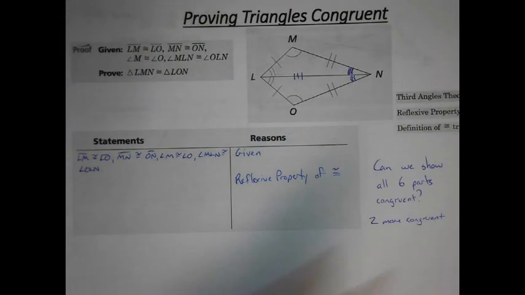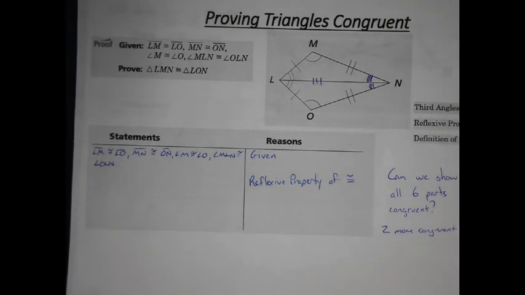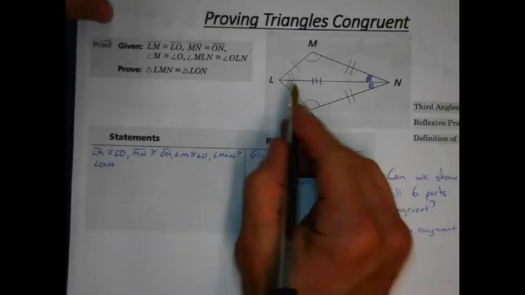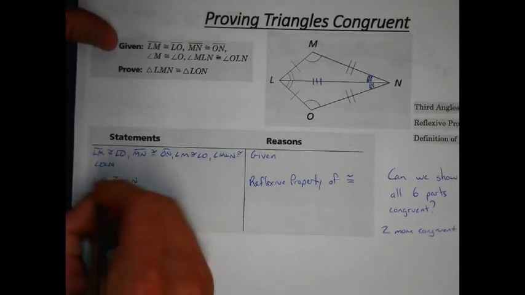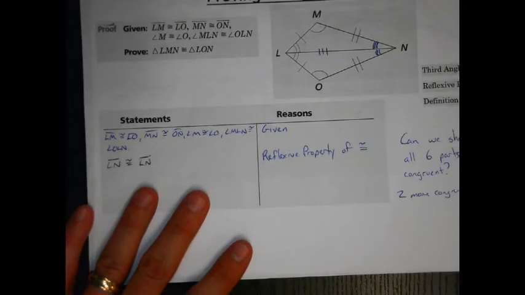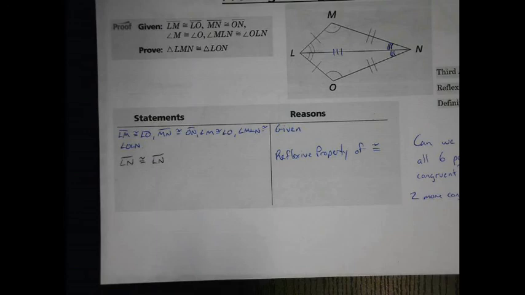And that is so important to note. If I'm going to make that my next statement, I have to say that LN is now congruent to LN. Okay, segment LN is congruent to segment LN. And I have now established my 5th piece. Okay, my 5th piece. All I need is one more piece.